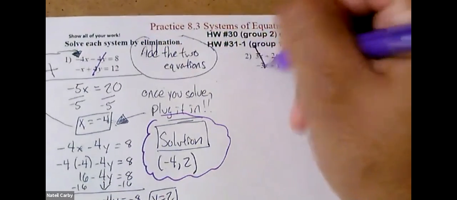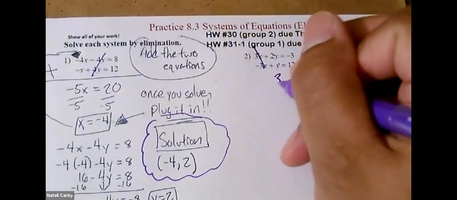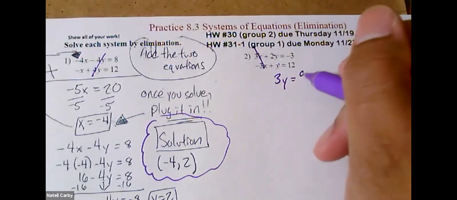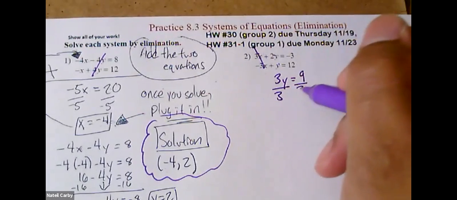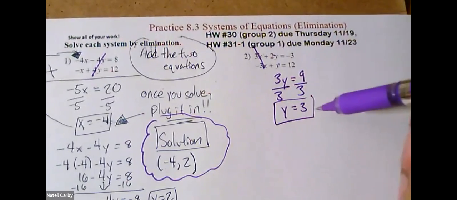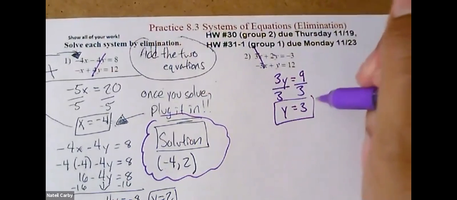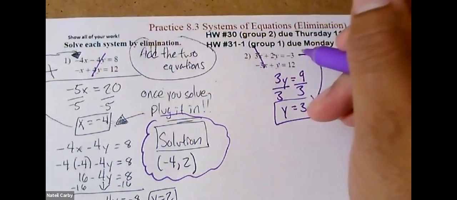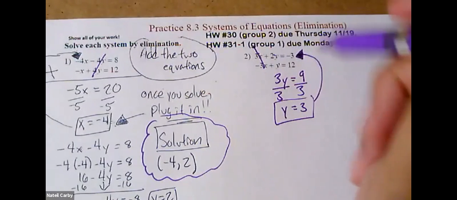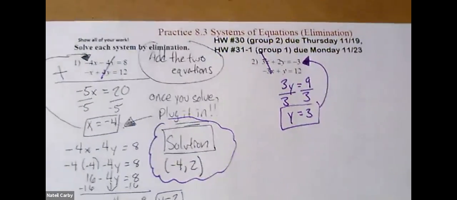Okay. Boom. 2y plus 1y is 3y. Negative 3 plus 12 is 9. Divide. Y is equal to 3. Remember, we're not done. Once you solve for the variable, plug it into one of the equations, one of the original equations. Okay.